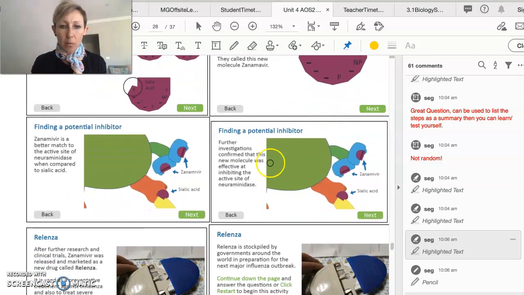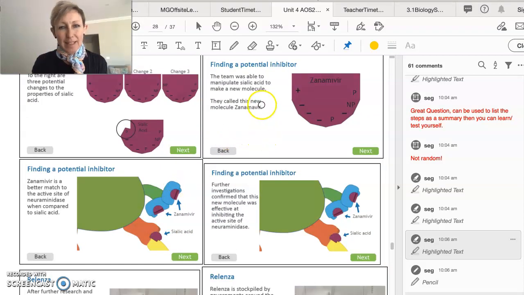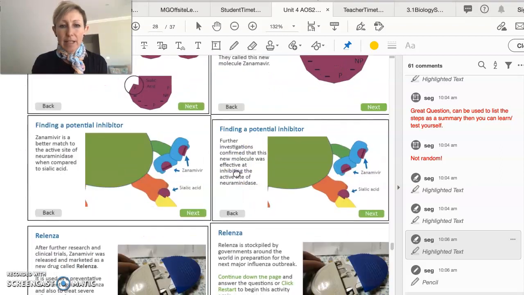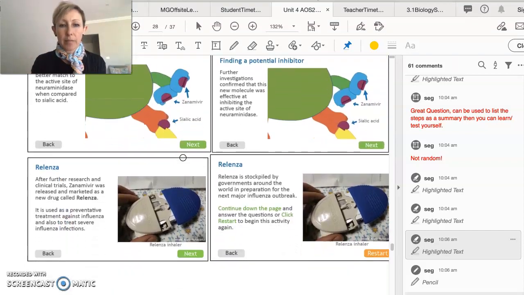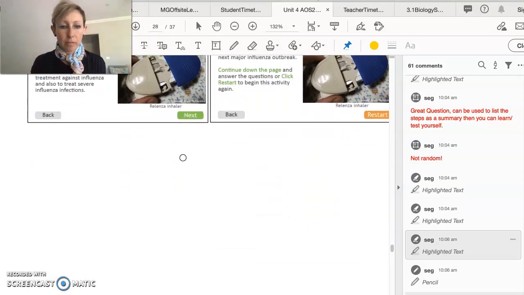And what they came up with was the design for Relenza. So Relenza probably has a slightly better fit than the sialic acid, which you can see here, and effectively blocks these active sites and therefore keeps the virus trapped on the lung cell and prevents it from infecting other cells, so stops the disease in its tracks.